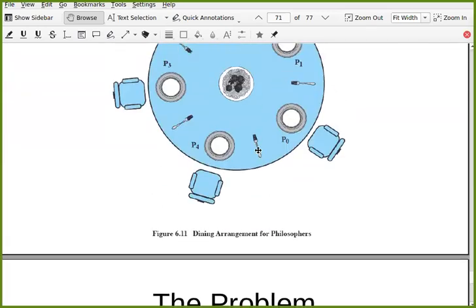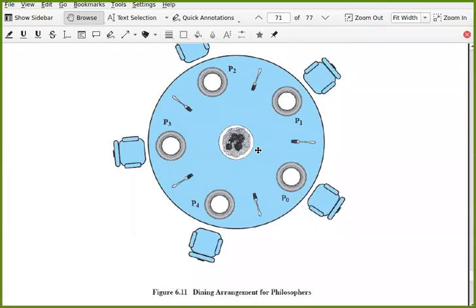Now let's understand the total setup of this problem. There are 5 philosophers. They are doing only 2 things in their life: thinking and eating. And they only eat spaghetti. That is their food. So they are either thinking or eating, and to eat spaghetti, they require 2 forks. And there are a total of 5 such philosophers.